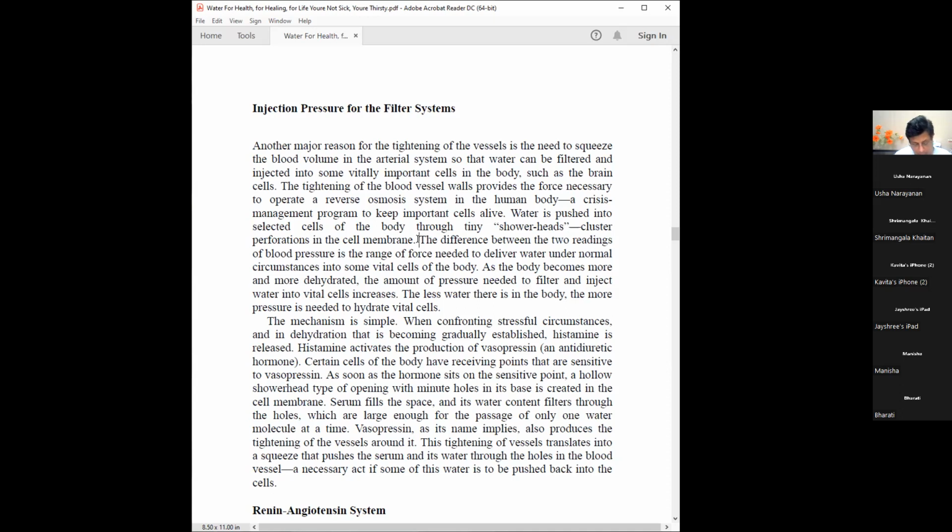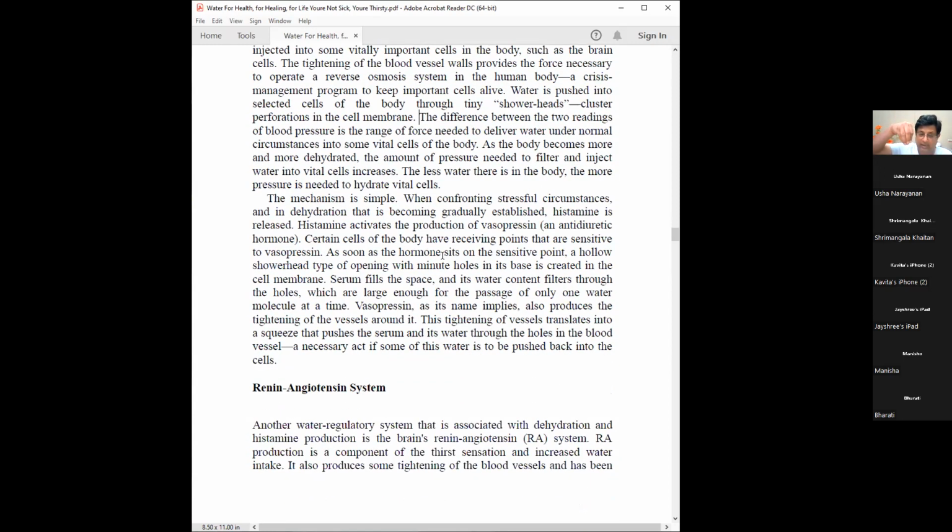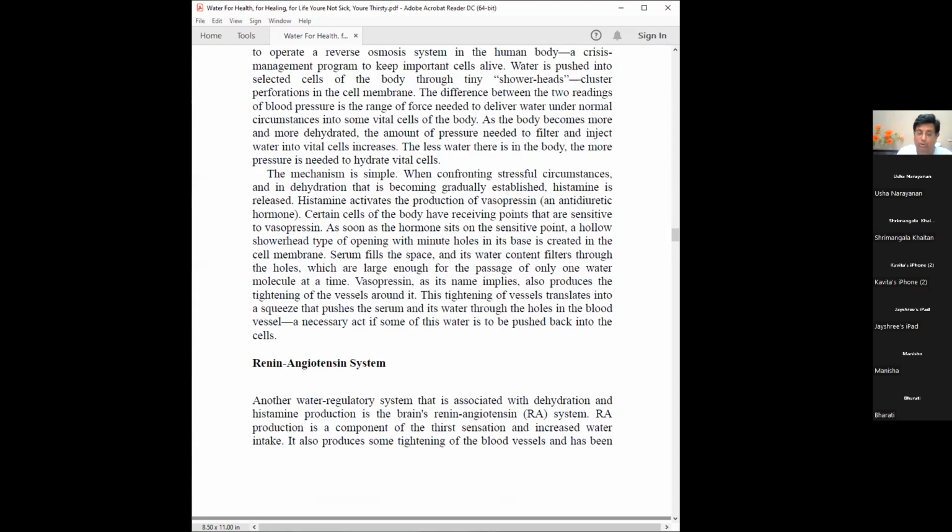Vasopressin, as its name implies, also produces the tightening of the vessels around it. This tightening of vessels translates into a squeeze that pushes the serum and its water through the holes in the blood vessel, a necessary act if some of this water is to be pushed back into the cells. So again, naturally, that shower head is created and then the water is pushed through that shower head into the cells. Now, if there's less water around, the pressure required is more. That's why you get hypertension.